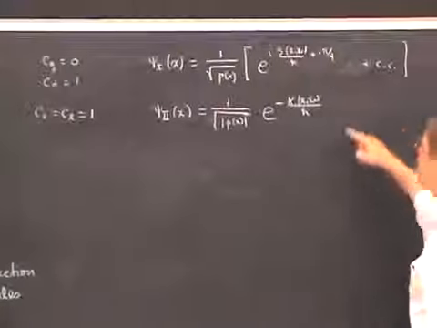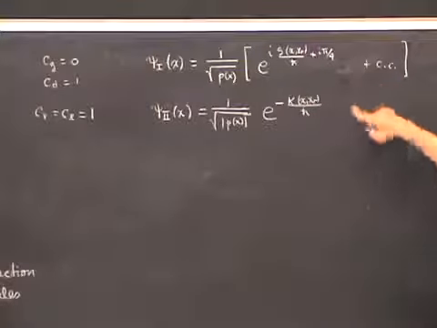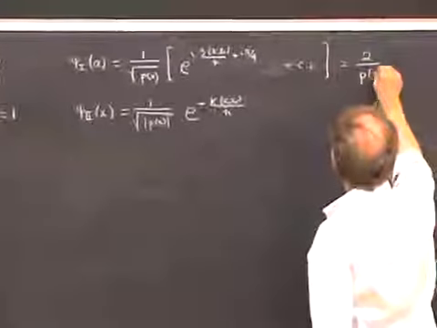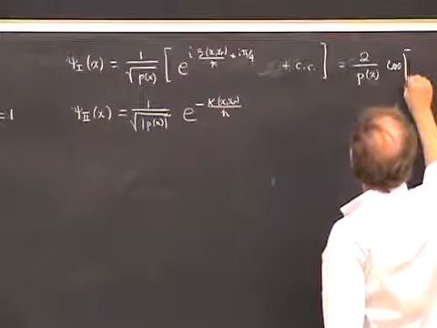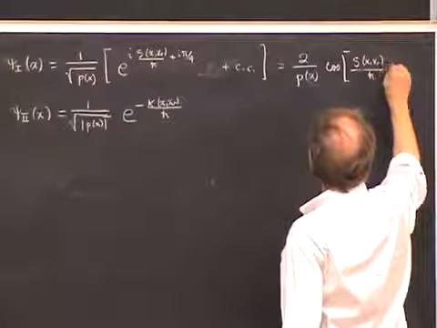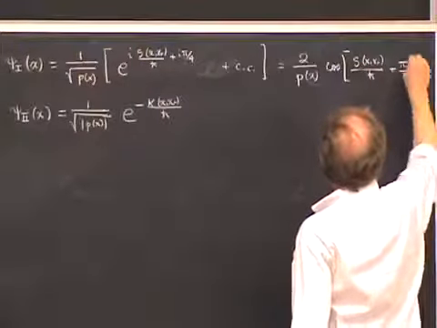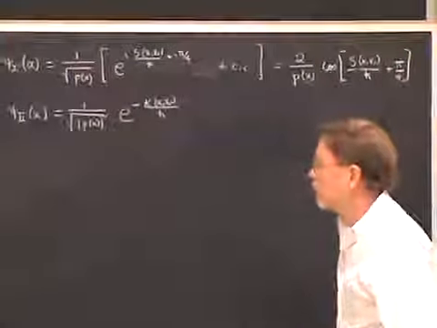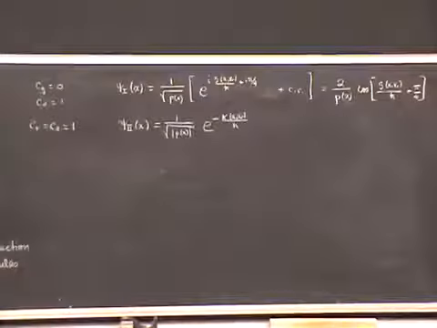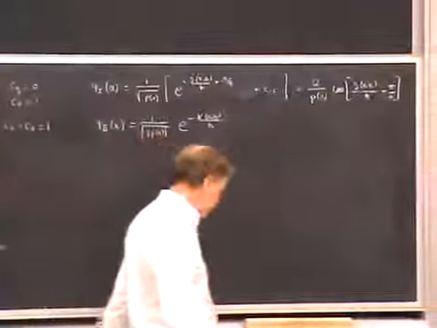In the first place, you can see that the solution is real because it's the sum of the term and its complex conjugate. In fact, it can be written as 2 over the square root of p of x times the cosine of s of x comma x_r over h bar plus pi over 4. This is a simple problem. There's a couple of lessons in it.